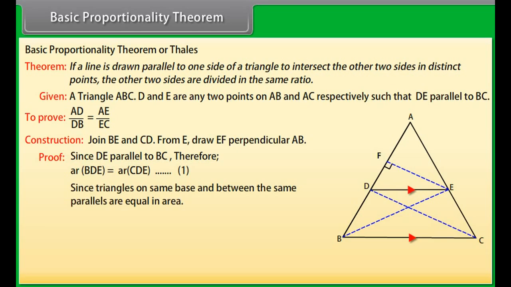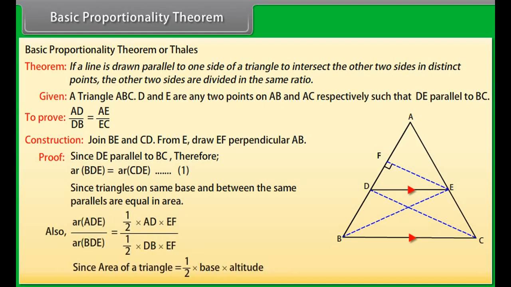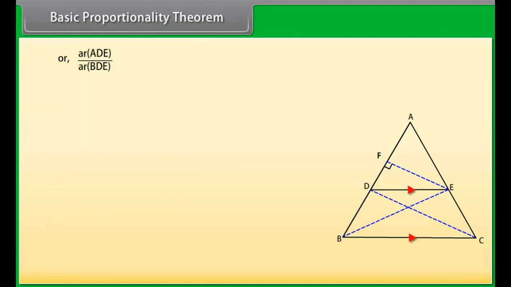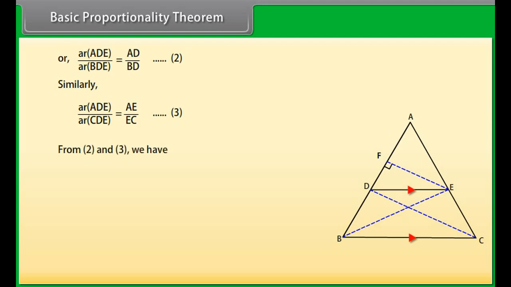Since triangles on the same base and between the same parallels are equal in area, and since area of a triangle is equal to 1/2 into base into altitude, area of triangle ADE upon area of triangle BDE is equal to AD/BD. Mark it as 2. Similarly, area of triangle ADE upon area of triangle CDE is equal to AE/EC. Mark it as 3. From 2 and 3 we have AD/DB = AE/EC, hence proved.